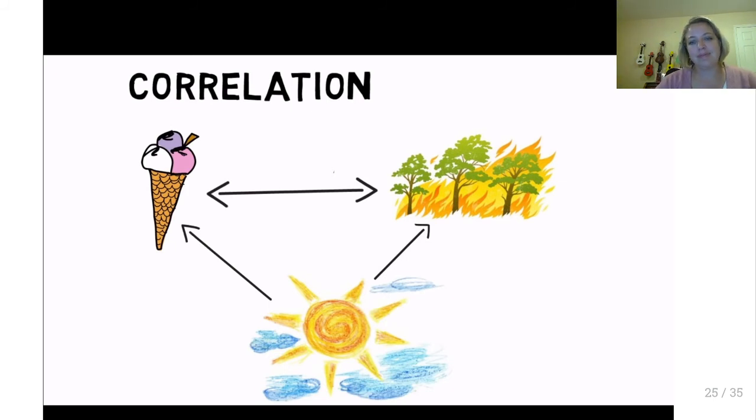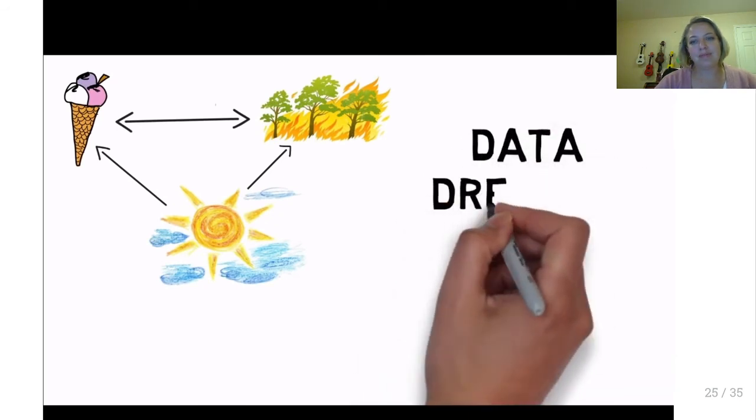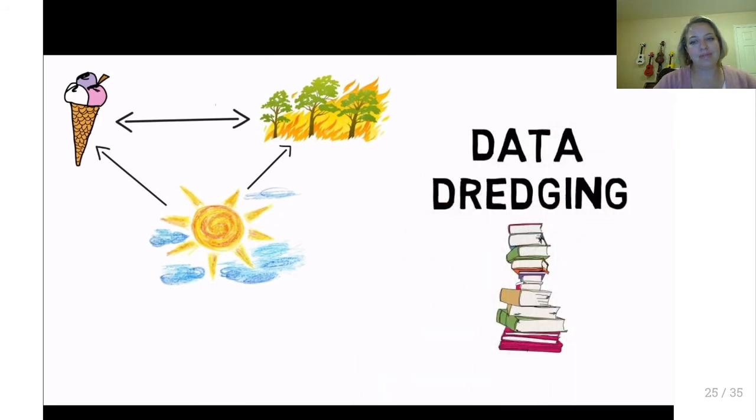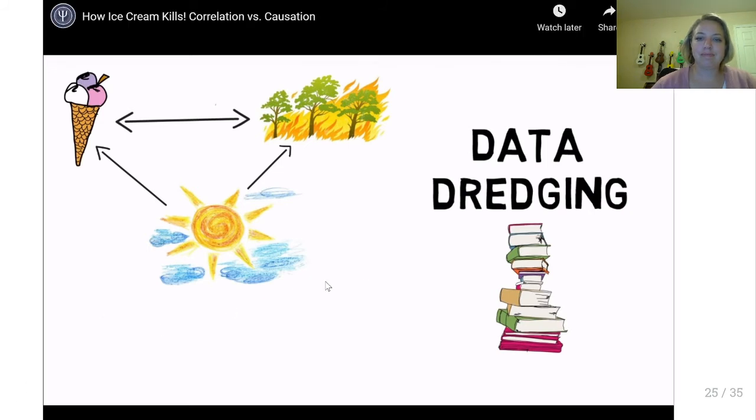There's a growing trend in our digital world called data dredging. This is using analytics to sift through mountains of data, hoping to find useful relationships.